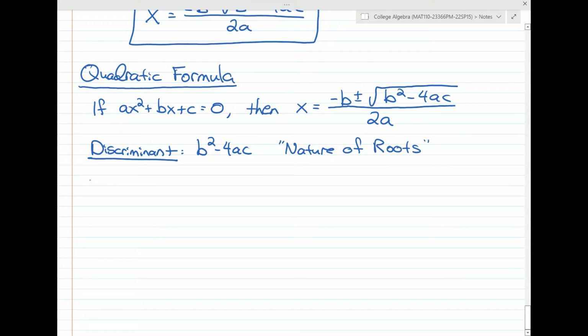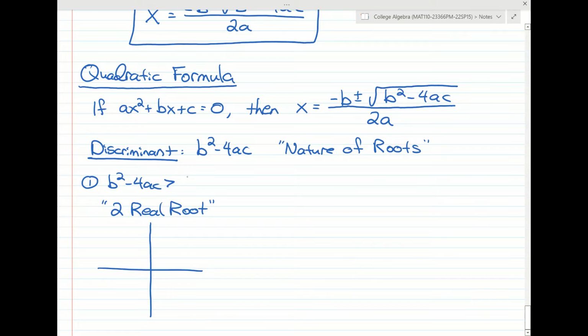So there's three different scenarios. If our discriminant is bigger than 0, we say that there's two real roots. Remember, a root is the same thing as a 0 or an x-intercept. What this means, and again, if the discriminant is greater than 0, this means that the graph crosses the x-axis in two locations. So this would be an example of two real roots.